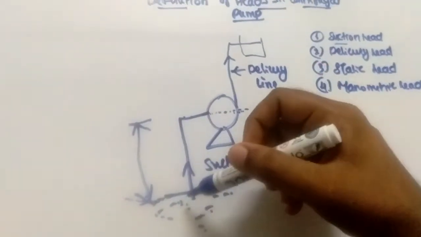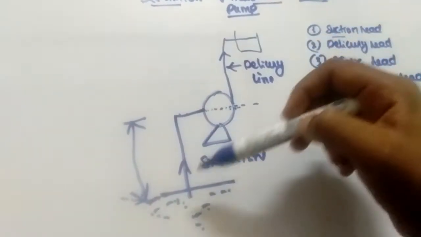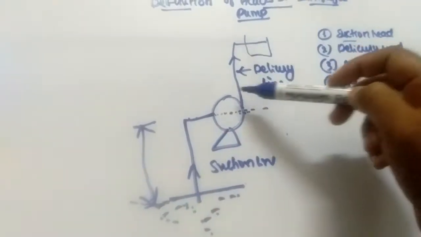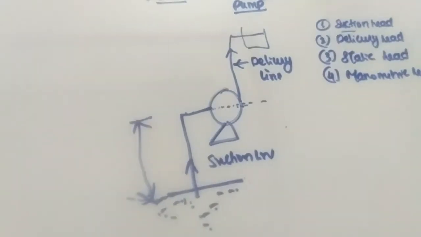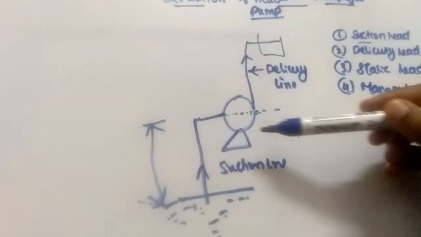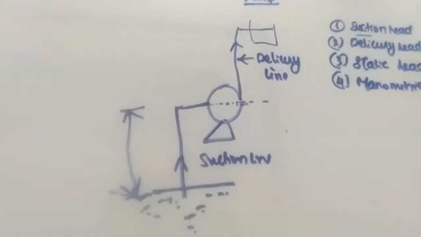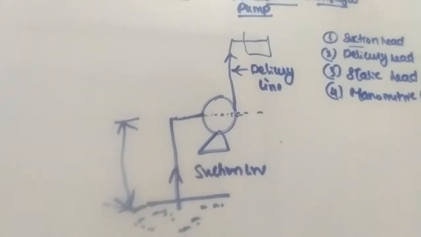So here is the lower reservoir, and this is the upper reservoir. We want to lift water from a lower elevation to a higher elevation, and for that reason we use centrifugal pumps. This is the symbol of the centrifugal pump that we use in a flow diagram.